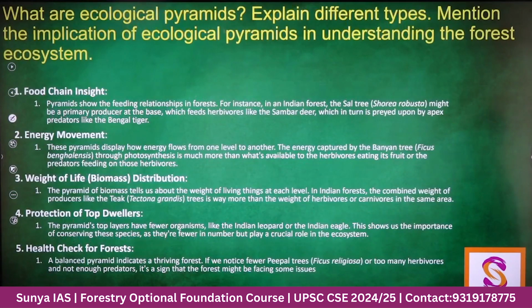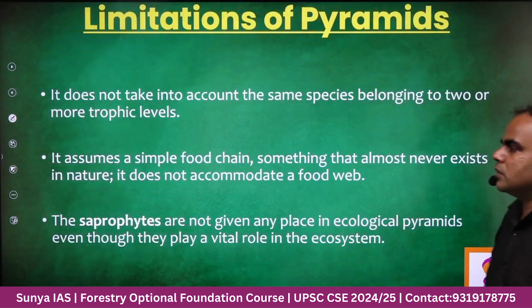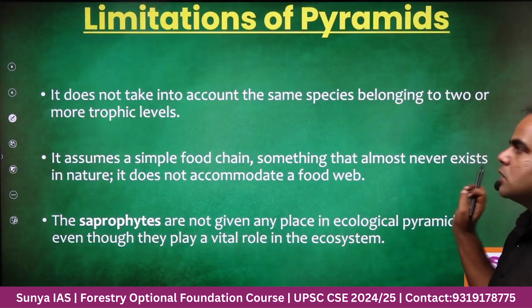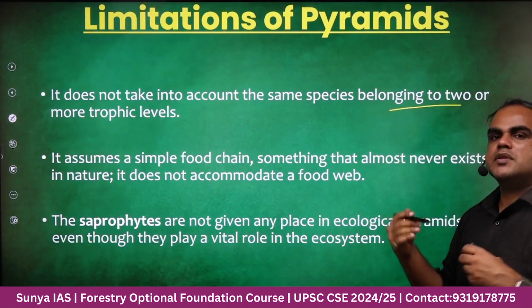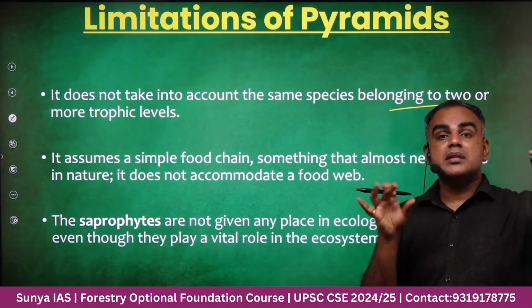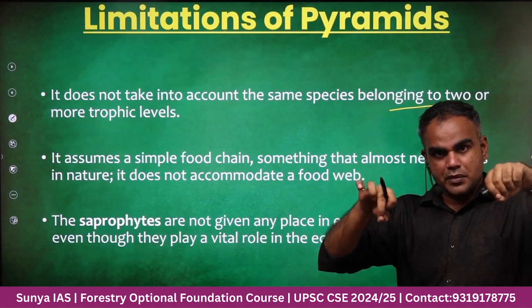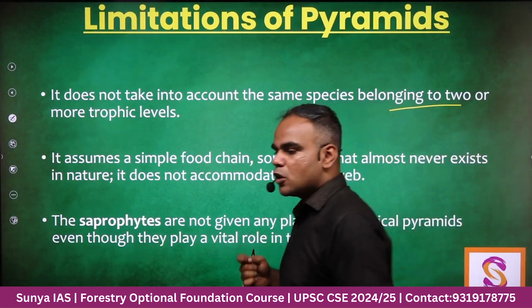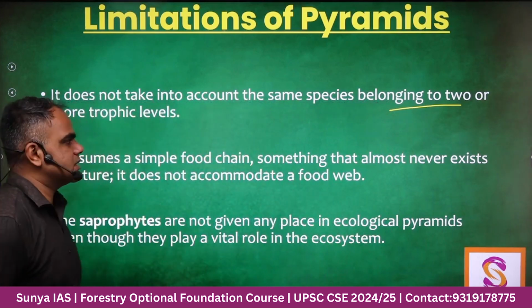Again, there are limitations of pyramid, and then I will tell you this question. The limitations of pyramid are basically that it does not take into account the same species. So if there is a species which can exist in 2 or more levels, and this can happen because in environment things are interconnected, they are very complex, but pyramids try to oversimplify the ecological phenomena, which is not a great practice.